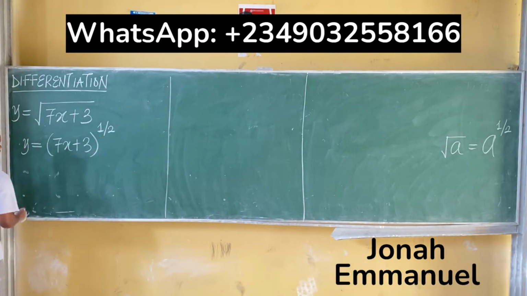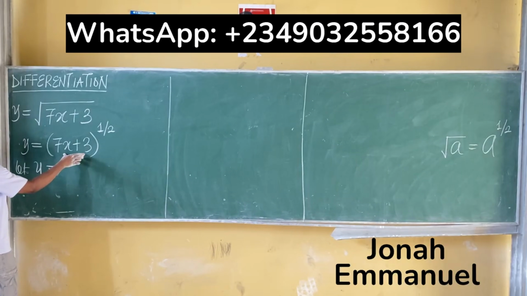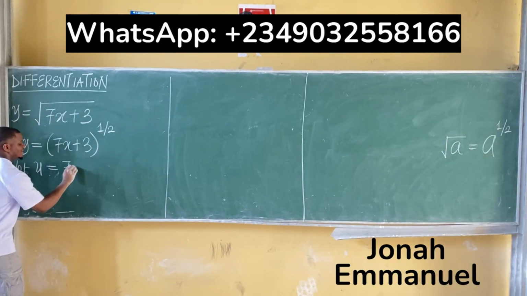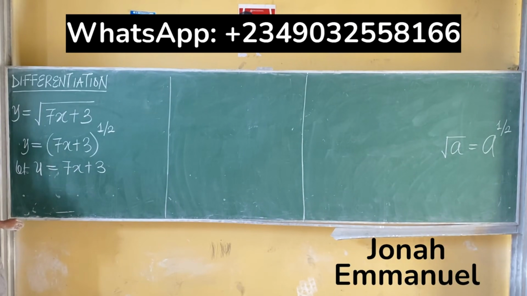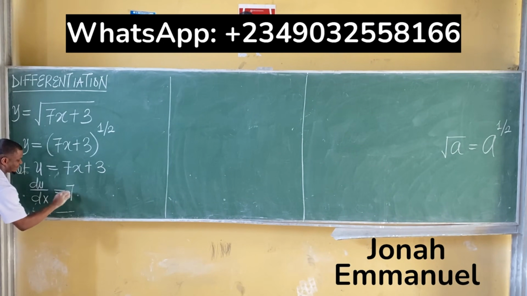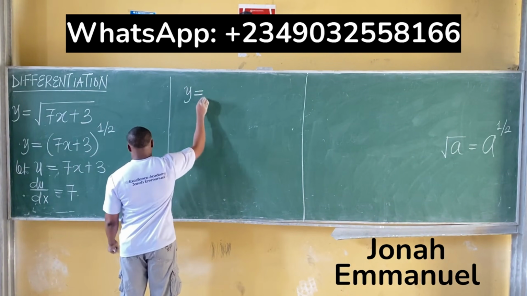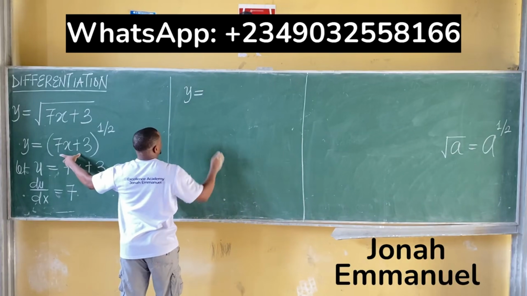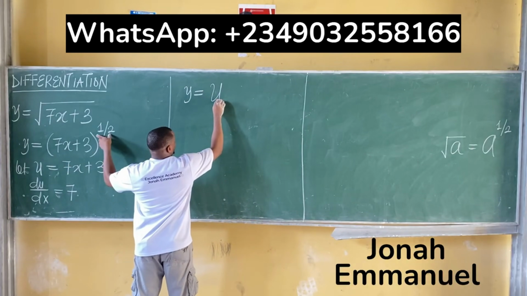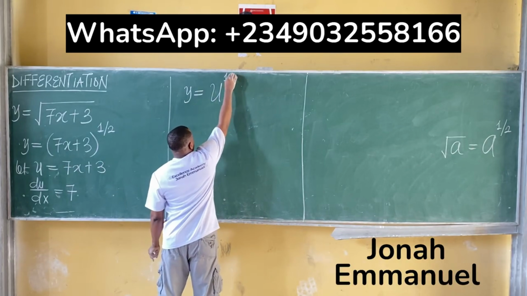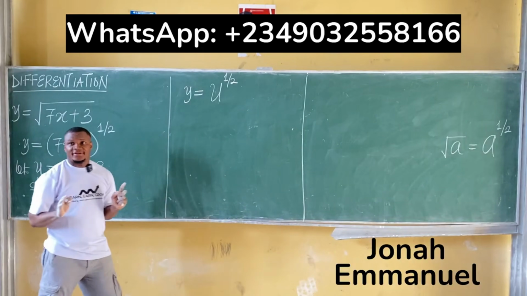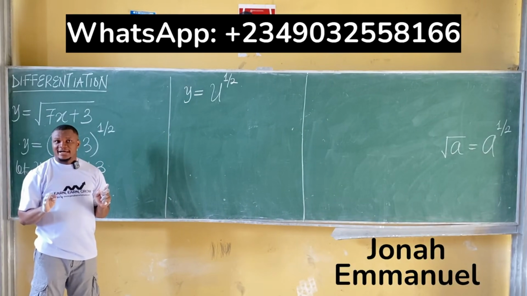First things first, we say let u be equal to what there? The term in the bracket. Same thing we've been doing. u is 7x plus 3. What is du dx? du dx is equal to 7. Also, we have that y is equal to u to the power of what now? The same thing, just that now it is half. No big deal.